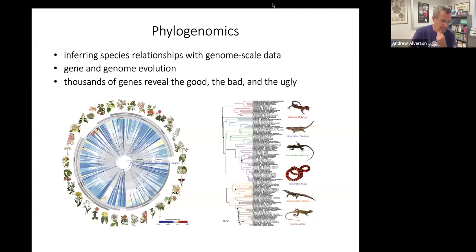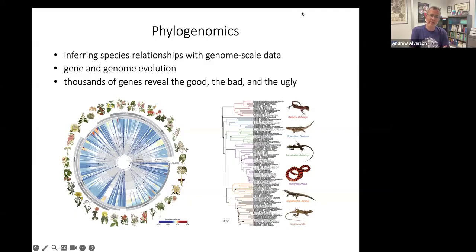And so we're now in this era of phylogenomics. This term has changed in meaning over the years. It was originally coined by Jonathan Eisen as a framework for determining the function of genes using principles of phylogeny. But over the years it's been co-opted, and now its common usage is in endeavors where we use genome scale data, so hundreds or thousands of genes, to infer species relationships.